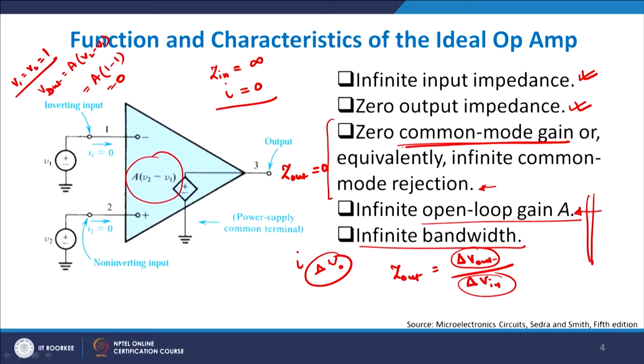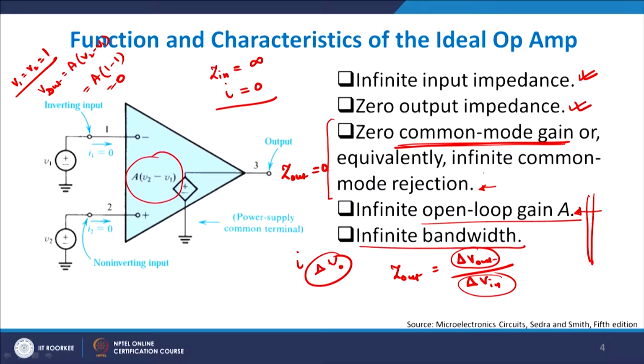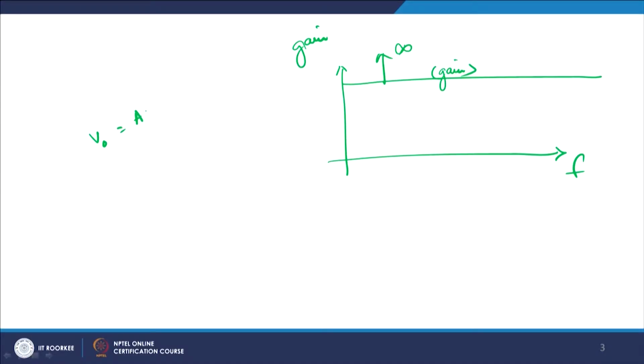Why? Because you are giving a common signal to both the inputs of your operational amplifier, and therefore the common mode gain is low. But my differential gain is relatively high. Why differential gain? Because by definition, V out is equal to A times (V2 minus V1). This is your differential gain.